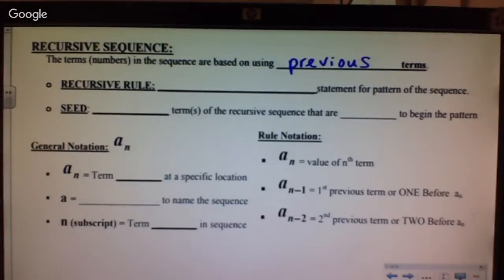Okay. Recursive rule. You need to be able to write a recursive rule, which is an equation statement for the pattern of the sequence. Every sequence starts with what they call a seed. Your seed is the starting term of the recursive sequence that is needed to begin the pattern.